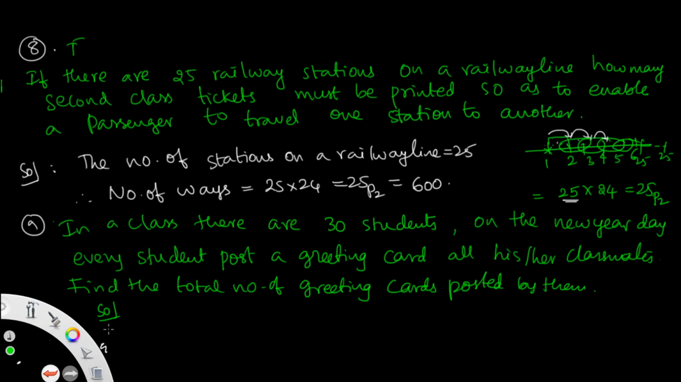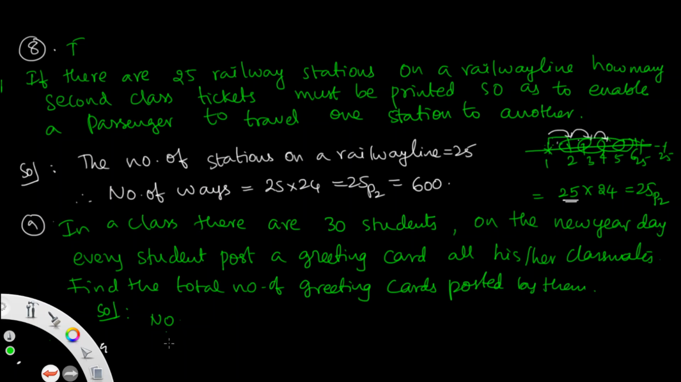So therefore the number of persons here is 30. Therefore, the total number of greeting cards posted by every student to all his classmates: if greeting card giving means there is a choice, the number of ways of arrangement is any 2 persons out of 30. So it can be done in 30 P2 ways.